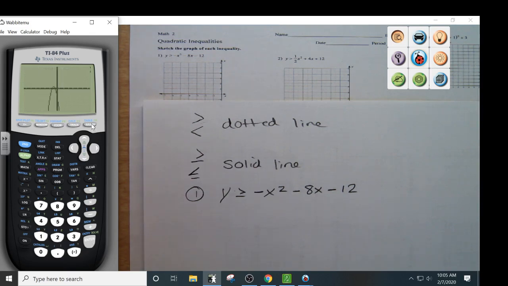Now, guys, if yours don't look like mine, let everybody do this. Once you put it in there and graph it, if you hit Zoom 6, that way all of our screens look the same. Hold on a minute, I'll show you. Negative x squared minus 8x minus 12. The y is already there. You don't put the inequality in. I'll show you how to do that later. I'll clear mine out.